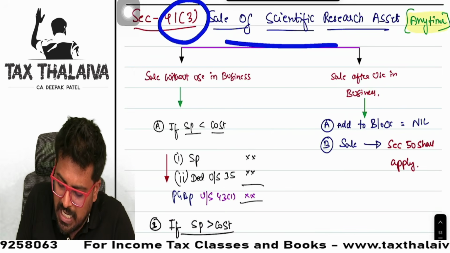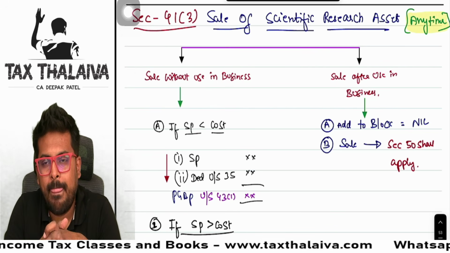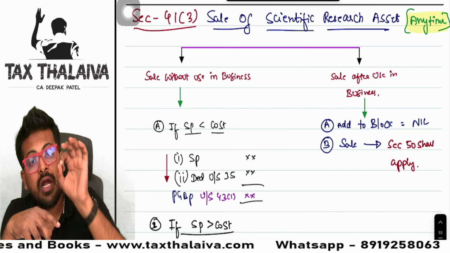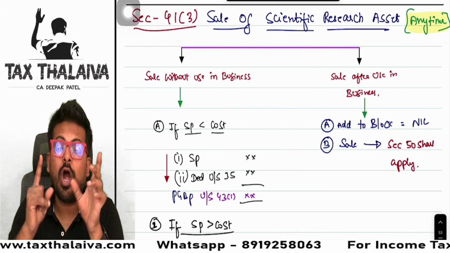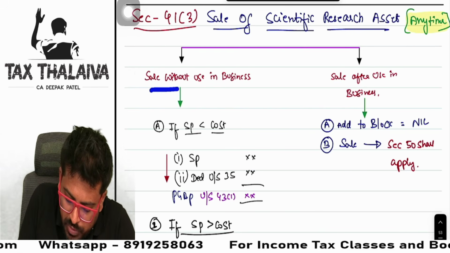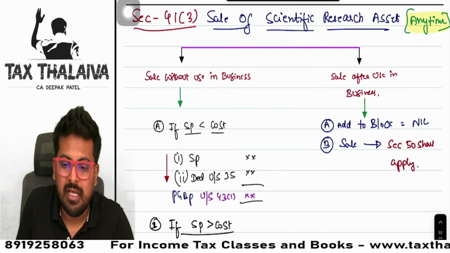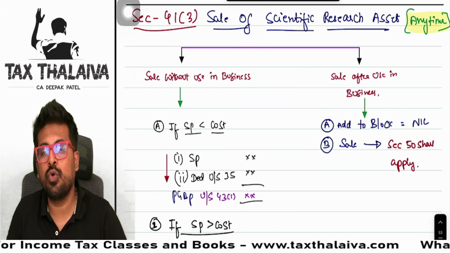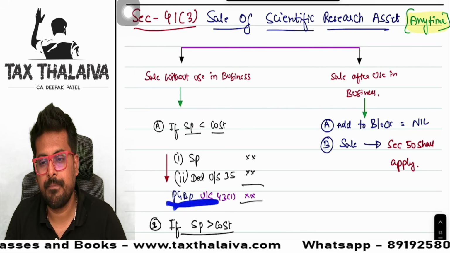Now, 41(3), sale of scientific research asset. Guys, you know very well, scientific research asset, if you purchase, you are eligible for 100% deduction under section 35. Of course, you are not eligible for depreciation. But what will happen if you sell this asset in future? If you sell the asset without putting it to use in the business, and if the sale price is less than the cost, then the sale price or deduction what you claimed earlier, whichever is lower, you will have to offer to tax under section 41(3) under PGBP.